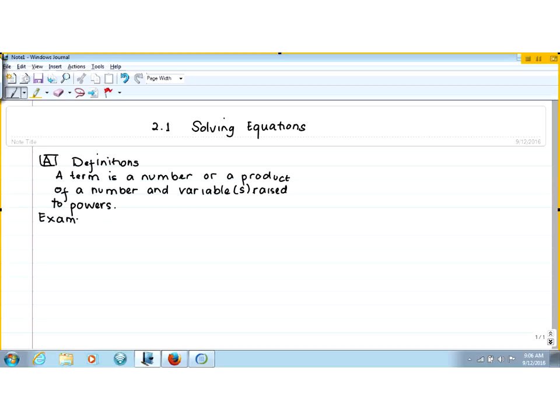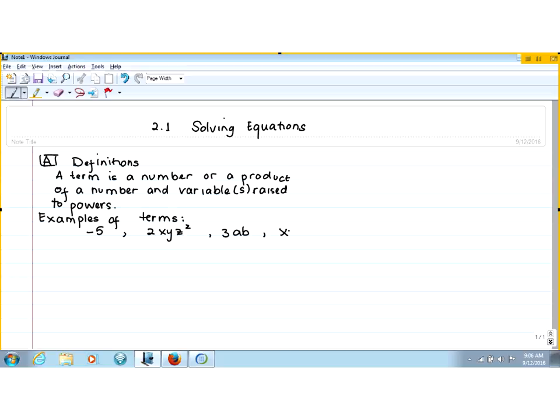So, examples of terms. -5, that is a term. 2xyz, that is also a term. 3ab, that is also a term. But anyhow, you get the idea. Or even x. X is also a term.